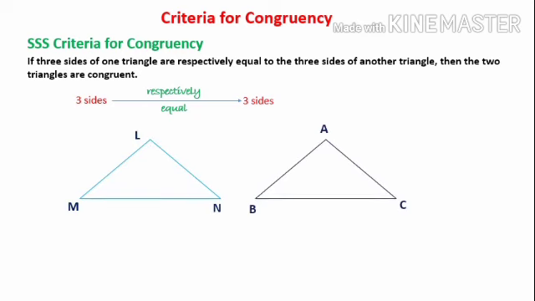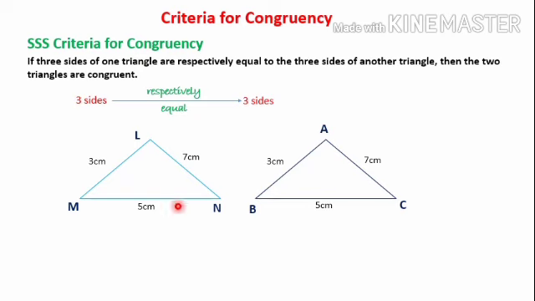Consider triangles LMN and ABC, and let's compare the corresponding sides. Here LM is 3 centimeters and AB is also 3 centimeters, so LM is equal to AB. Then LN is 7 centimeters and AC is also 7 centimeters, so side LN is equal to side AC. The third side MN is 5 centimeters and BC is also 5 centimeters, so MN is equal to BC.